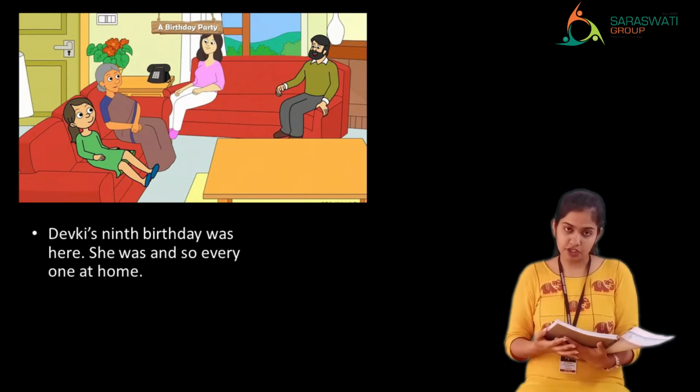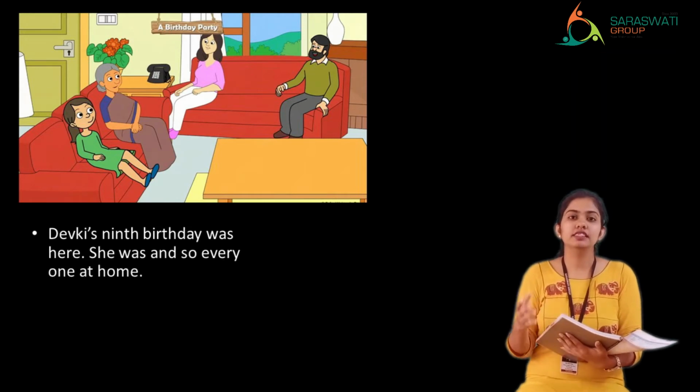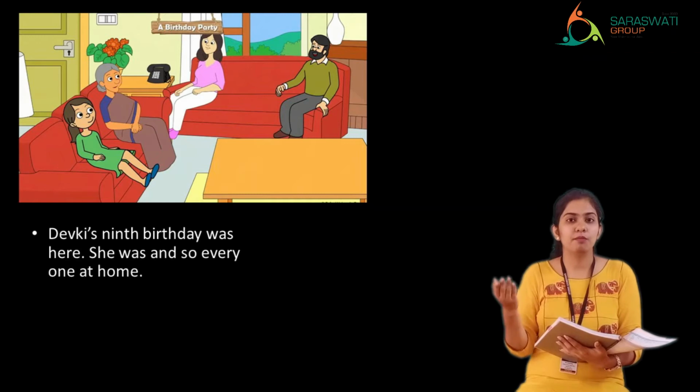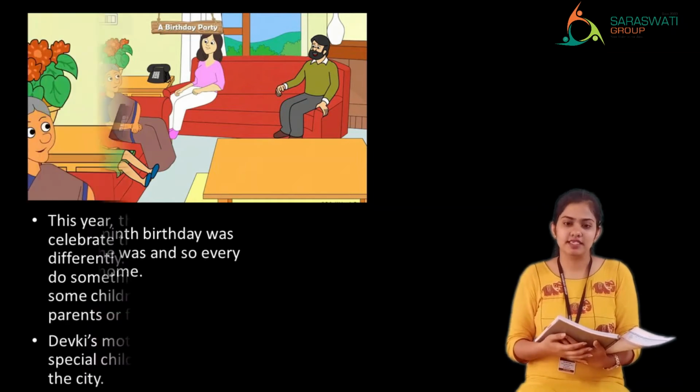Devki's 9th birthday was here. She was happy and so was everyone at home. Here, a little girl named Devki, her 9th birthday was there and she was very happy, and the other family members at home were also very happy. Now let us see what happens next.